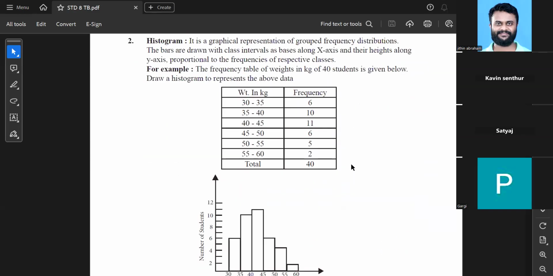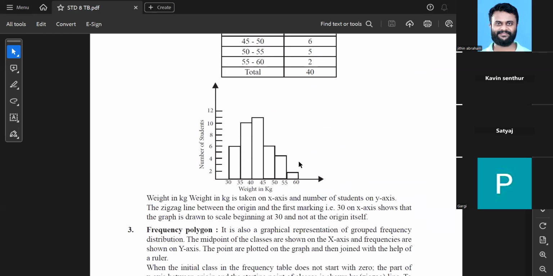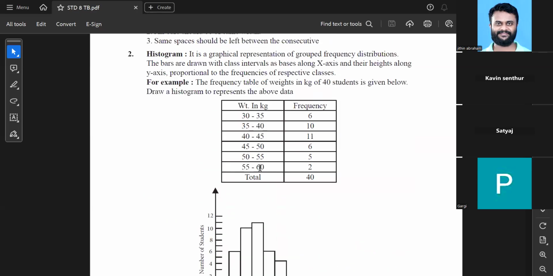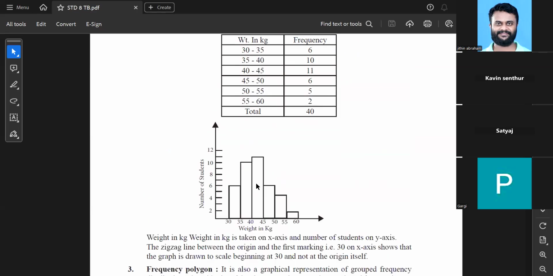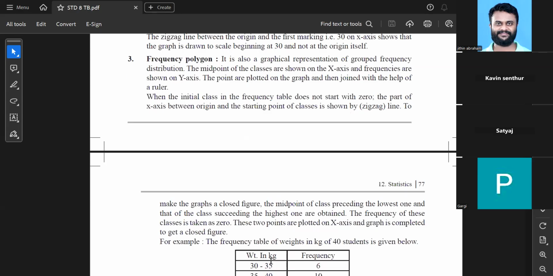The histogram is similar to the bar graph, where the difference is that bars had gaps in between. A histogram will not have gaps in between. In a histogram, the data on the x-axis is continuous data: 30, 35, 40, 45, 50, 55, and so on. For the data between 30 to 35, we show one bar, and 35 to 40, we show another bar. The height of the bar shows the frequency of that particular class. Next comes the frequency polygon, which we already discussed in the last class.